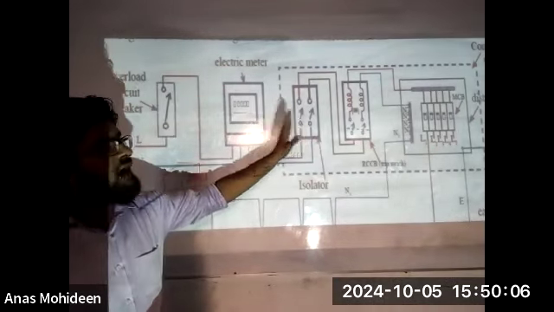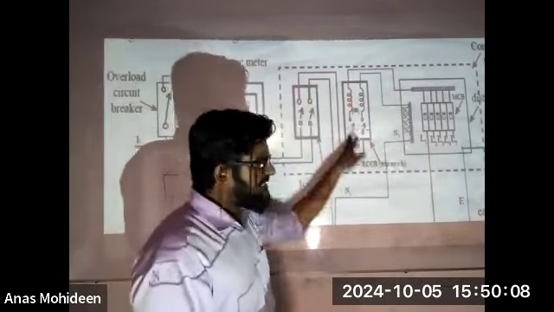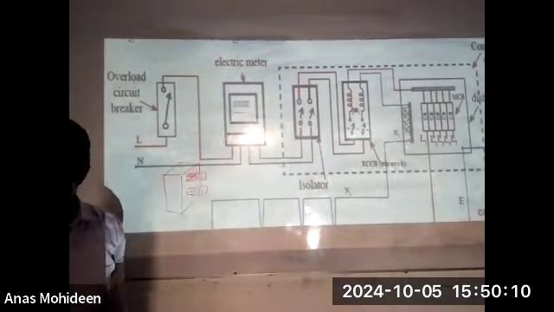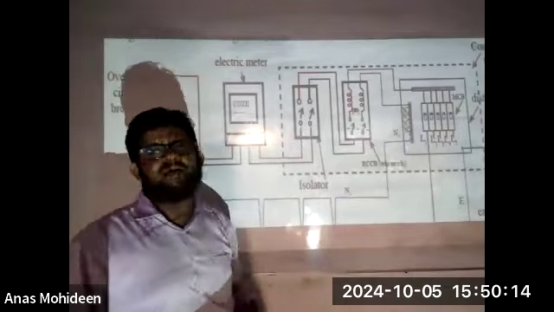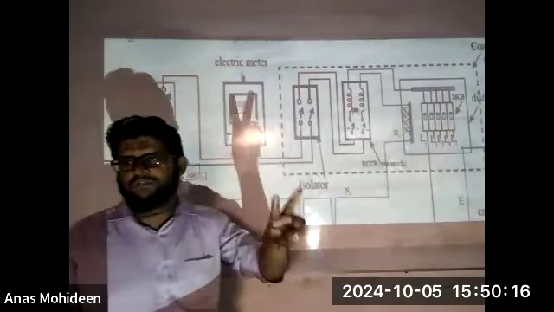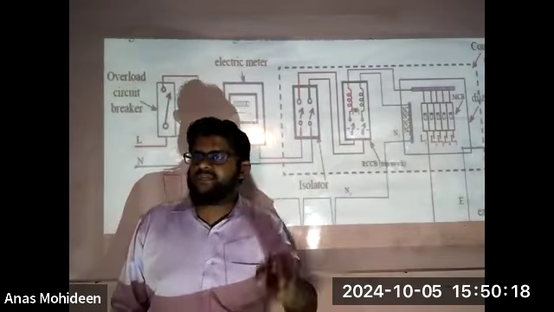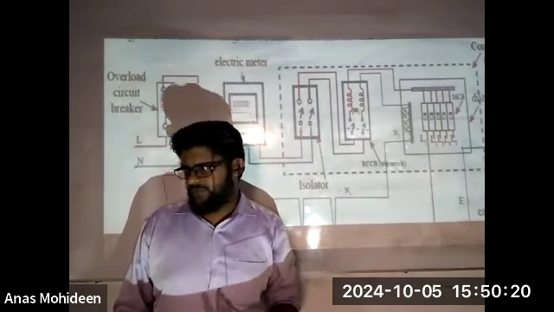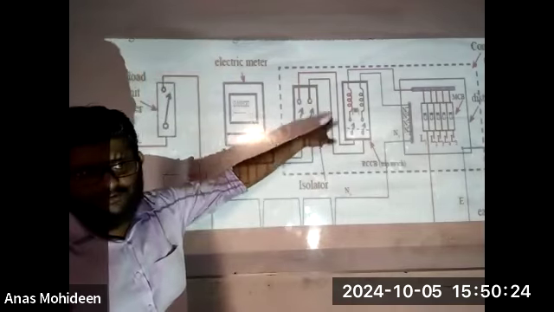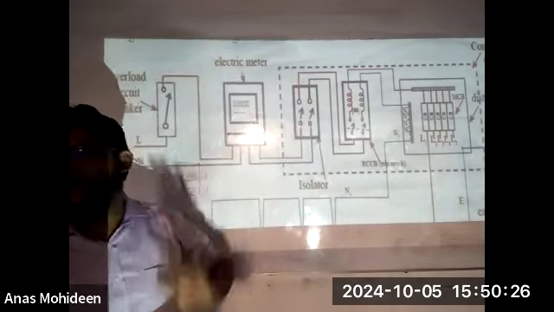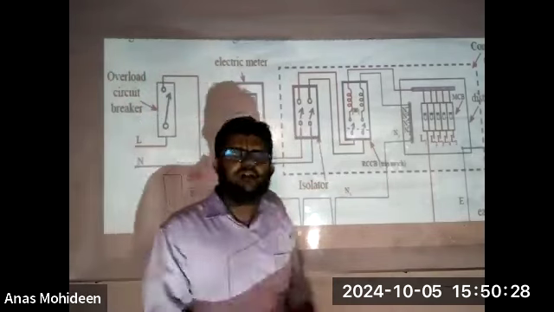After the isolator comes the RCCB, residual current circuit breaker. The residual current circuit breaker is also connected with both the wires, live and neutral. So two poles are there. It is a dipole, dual pole switch. Both of them would be connected and disconnected by this RCCB. So what is the function of RCCB?